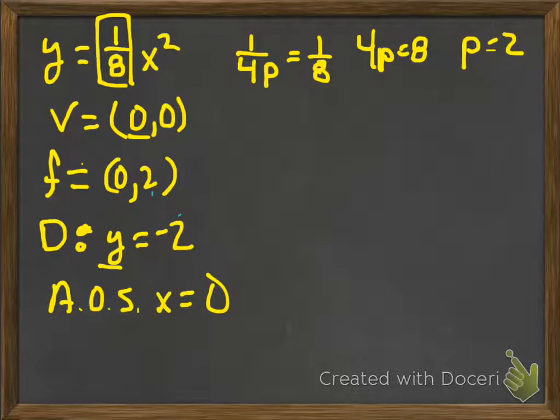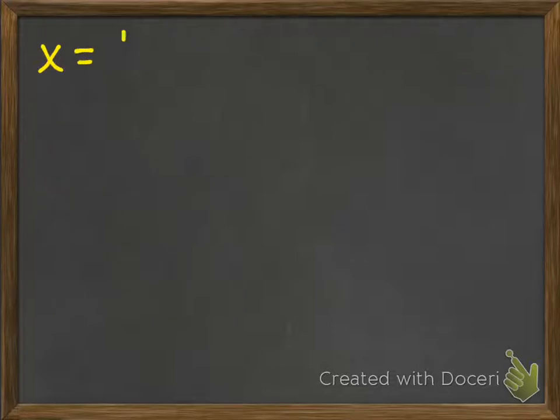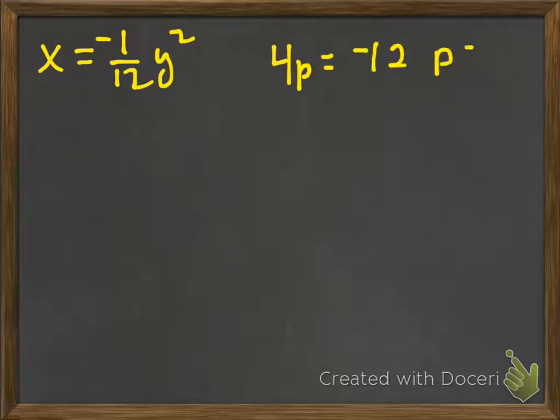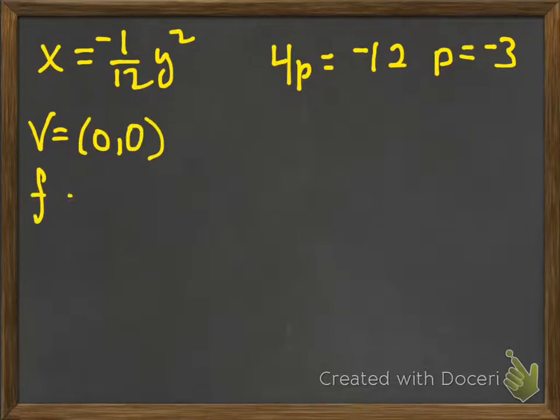Without having to graph it or anything like that, you could easily find all these points. Let's do it the other way. Let's do x equals 1/12 y squared. Okay, again, 4p will equal -12. So p is equal to -3. Your vertex is still at 0, 0 because there's nothing inside the y. Now your focus is going to be on the x, and I'm going to go -3 over. So -3, 0.